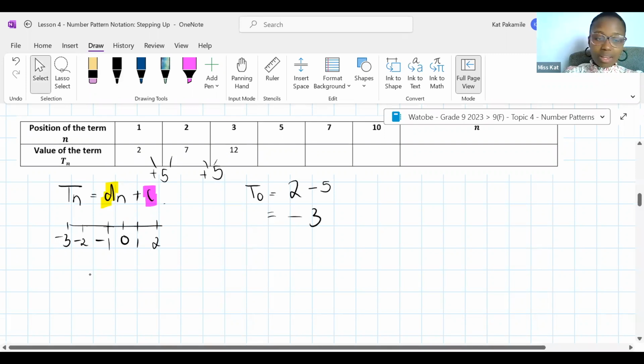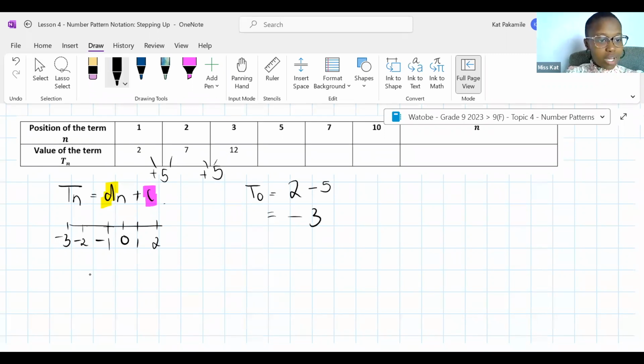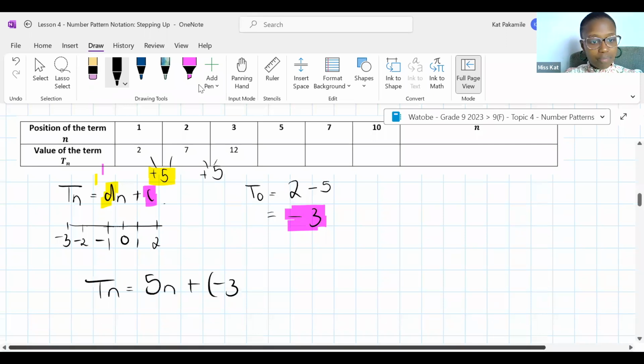Okay, so now that we have this, all we do is substitute. Tn equals D was how much? How much was D? Constant difference? Okay, so you substitute 5 where you have the D times n, and then we have a plus negative 3. Tell me what happens with this plus and minus in between here.